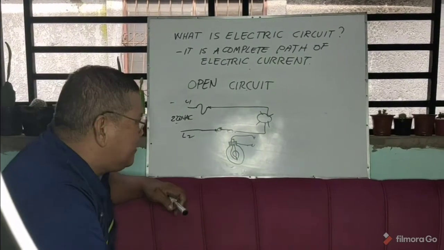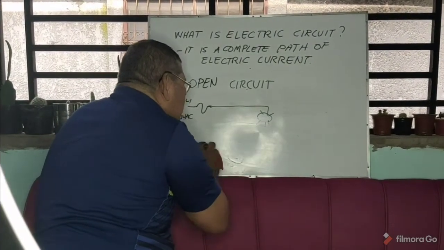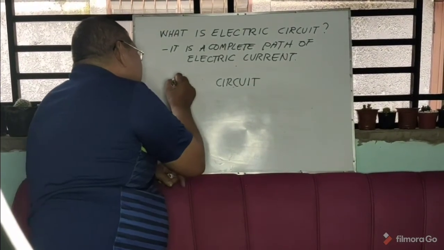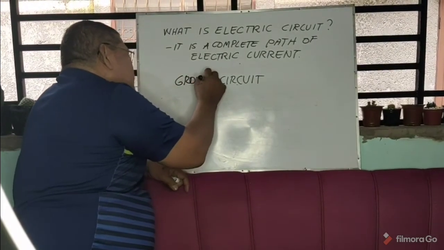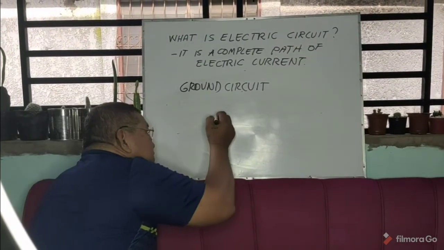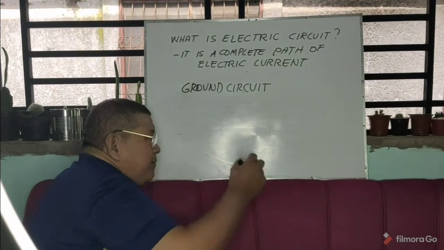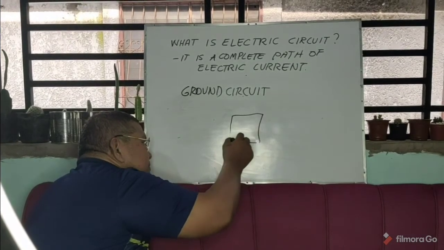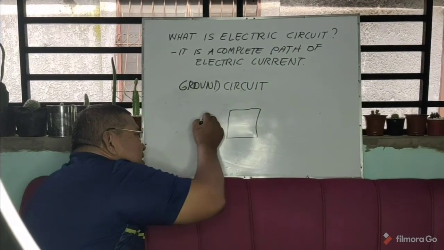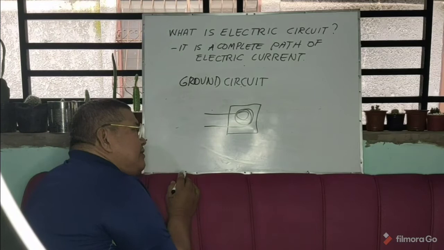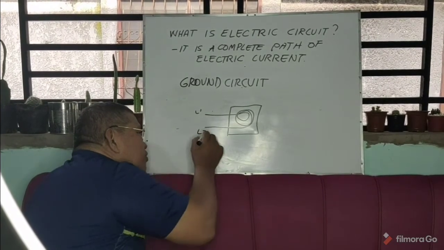Then another trouble here is what we call a ground circuit. Now a ground circuit can be a good circuit or can be a defective circuit. So let us see. The best example here is the electric stove. So you have your electric stove here. This is the metal case, and then of course, you have your burner like that. So this is your line 1, this is your line 2.